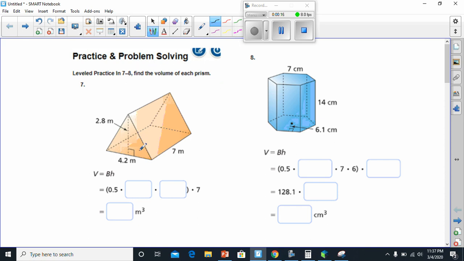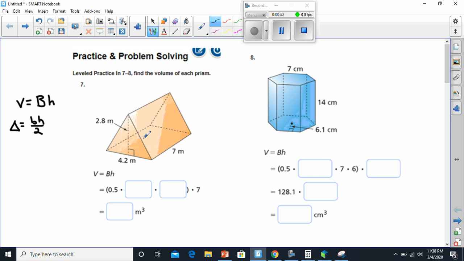If I'm finding the volume, first I want to make sure I'm using the formula, and that is that the volume equals the base times the height. Well, we have to find the formula of the base first. This time we have a triangle, and the formula of a triangle is base times height divided by 2. This will give us the base of this prism. Right now we could say that divided by 2 is the same as multiplying by 0.5.